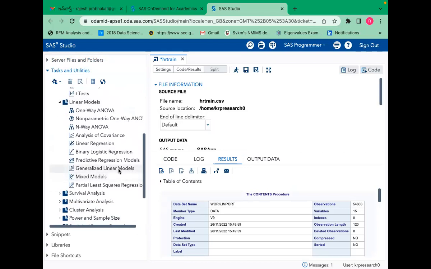You're talking about these generalized linear models, right? These generalized linear models in Python, some of them are there, some of them are not there. That is the problem.